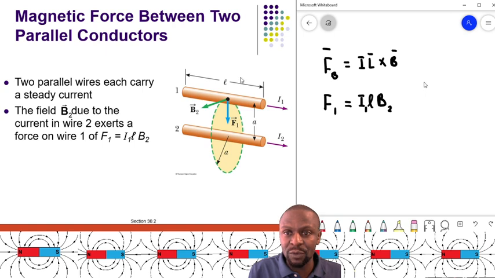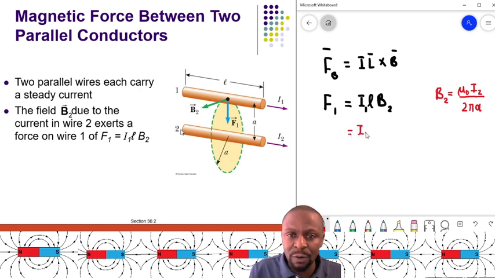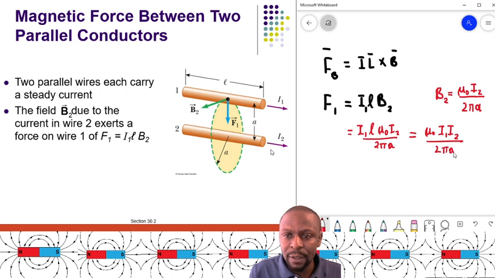But from the previous slide, we have seen that the magnetic field around a current carrying conductor can be given by B equals mu naught I divided by 2 pi A, where A is the distance from the wire. If that is the current I2, then that must be the magnetic field B2. In that equation, I'm just going to substitute everything in terms of B2, giving L times mu naught I2 divided by 2 pi A. Then I can rewrite this equation as mu naught I1 I2 divided by 2 pi A. Oops, there must also be a times L there.